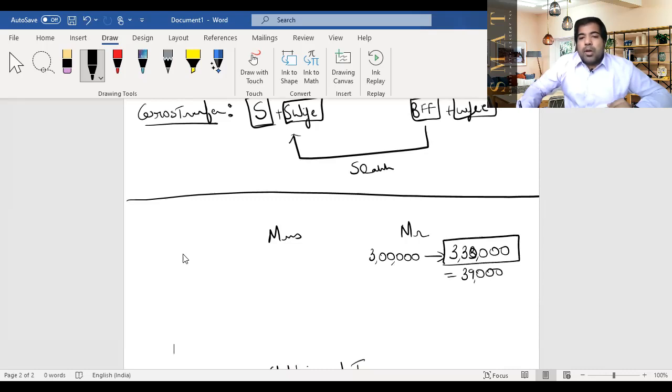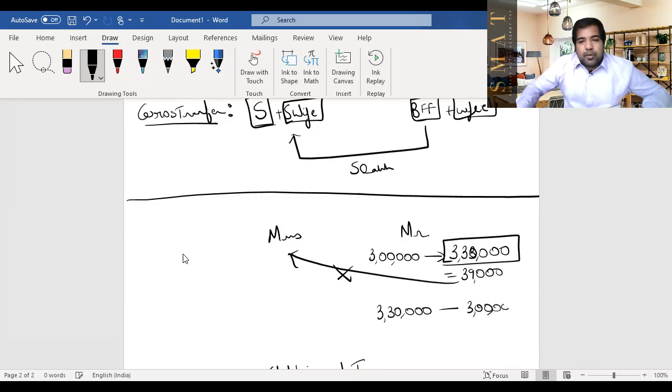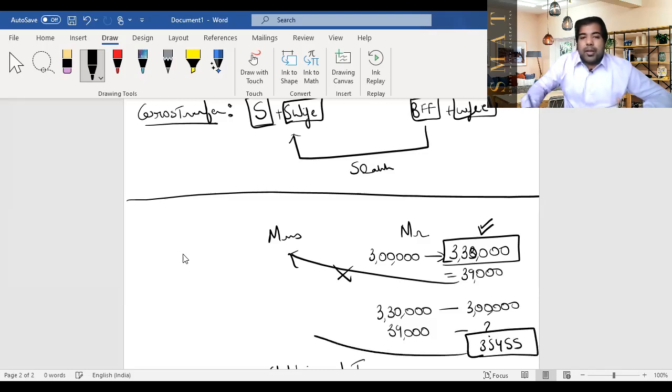So if you change the form, guys, clubbing will still happen, but will the entire 39,000 be clubbed? No, the entire 39,000 will not be clubbed, only proportionate. So 39,000 out of 3,30,000, where 3 lakh belongs to the wife. Out of 39,000 of total income, how much belongs to the wife? If you do this cross multiplication, that is 39,000 into 3 lakh divided by 3 lakh 30, you'll get 35,455. This amount will be clubbed back in the hands of the missus.